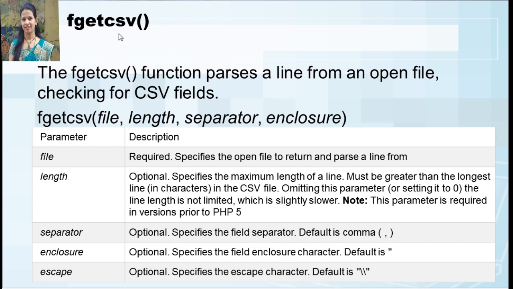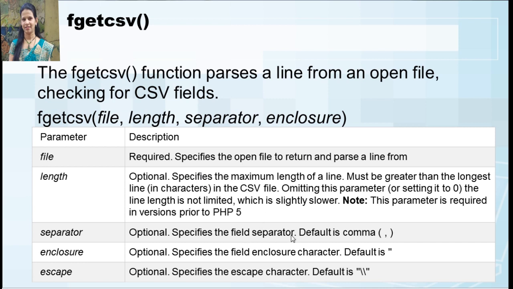We are also using the fgetcsv function. What does fgetcsv mean? The fgetcsv function parses a line from an open file, checking for CSV fields. CSV means comma separated values. Here you specify the delimiter, like a comma or any other mark you can use as a separator. Here you need to give the file name also. The length you need to specify is optional, but here you can specify the maximum length of the line.